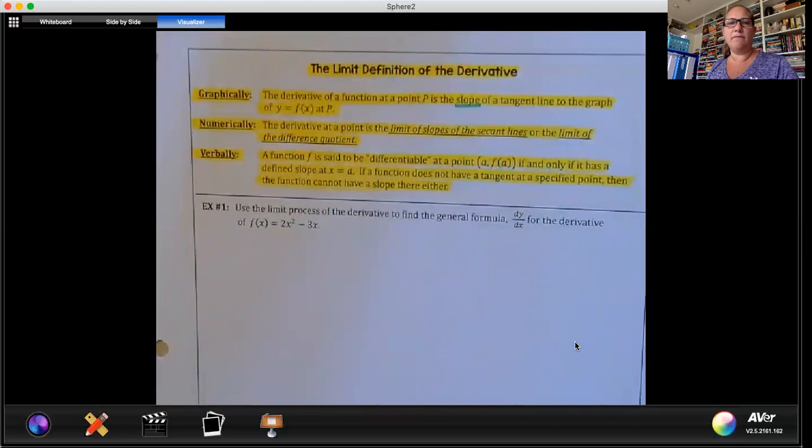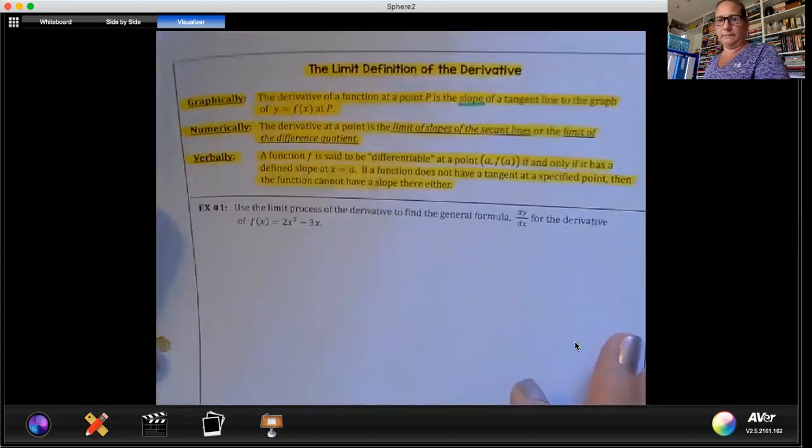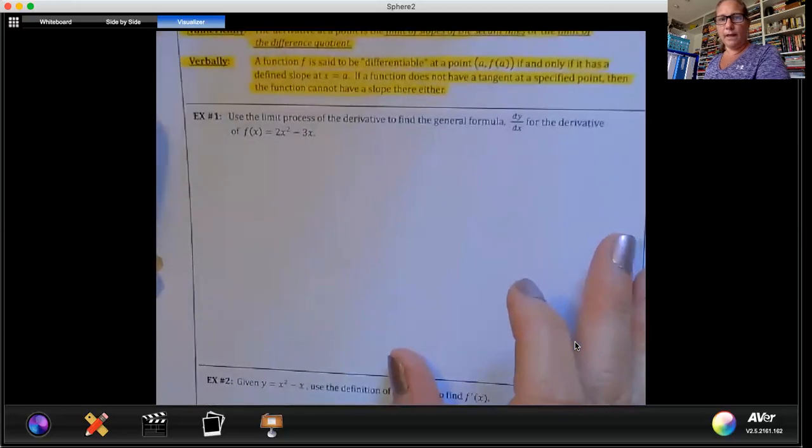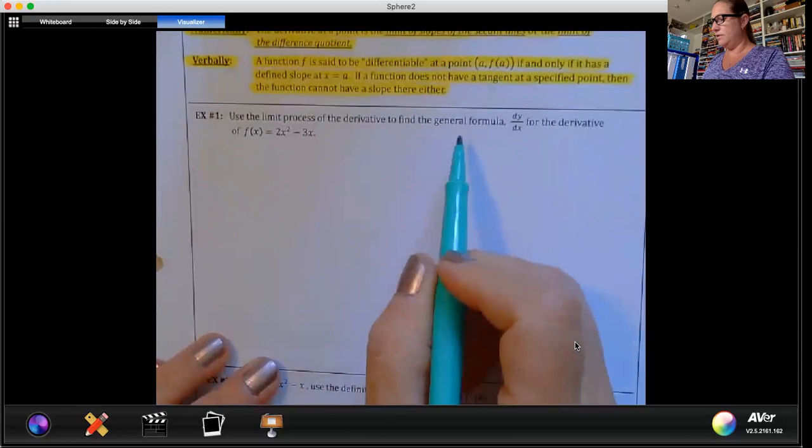And verbally, a function f is said to be differentiable at a point a if and only if it has a defined slope at x equals a. If a function does not have a tangent at a specified point, then the function cannot have a slope there either.